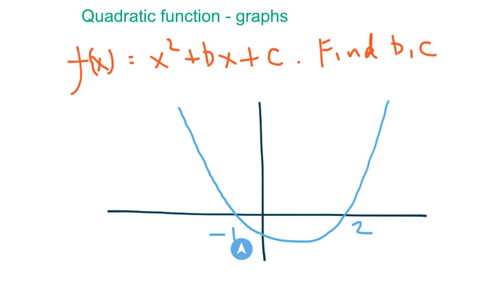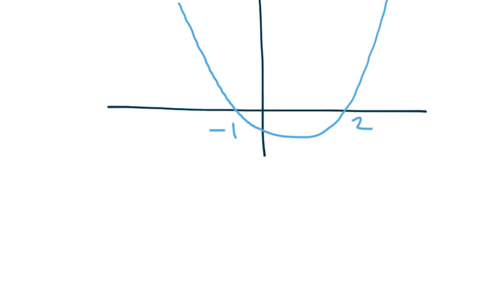Now what we do is, when minus 1 is the input, 0 is the output. So our function is 0 on the output. Here, when the input is minus 2, when the input is 2, the output is 0 as well. So if we stick in the inputs, in this case minus 1 to be squared plus b by minus 1 plus c, the output's going to be 0. So let's have a look at that.